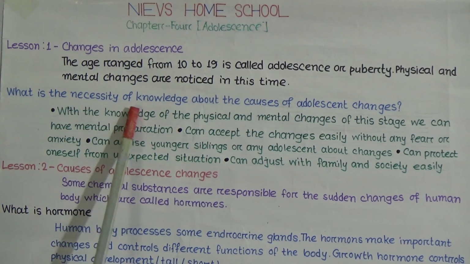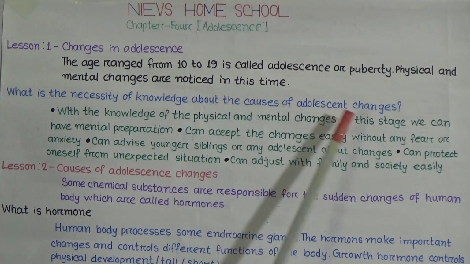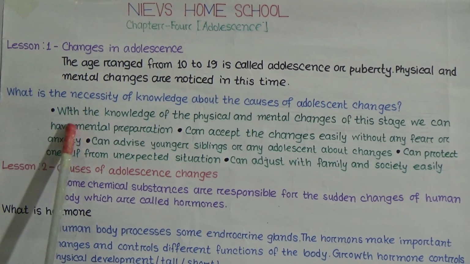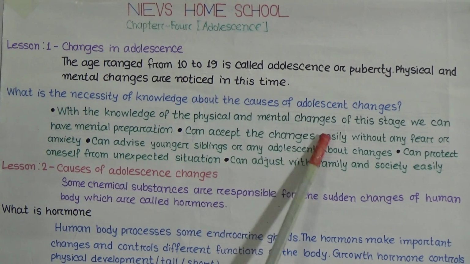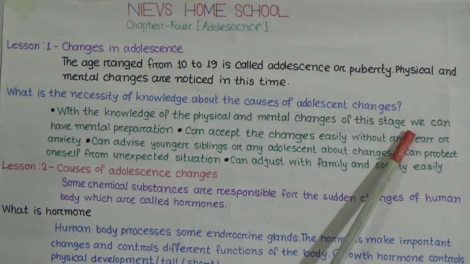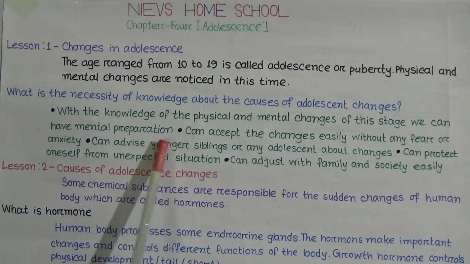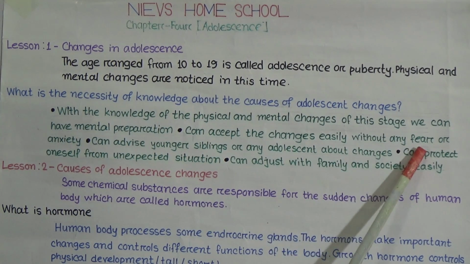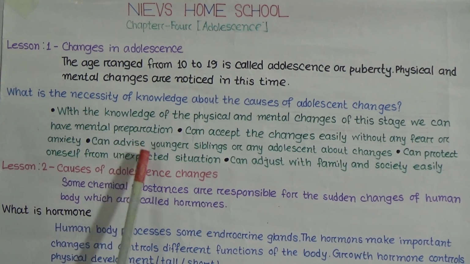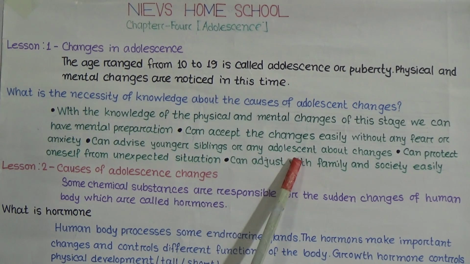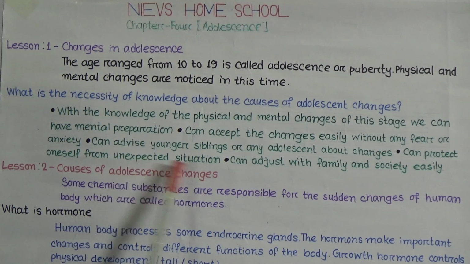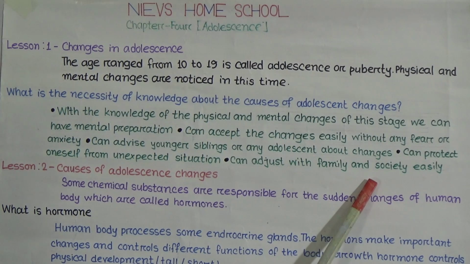Now, what is the necessity of knowledge about the causes of adolescent changes? The points are, with the knowledge of the physical and mental changes of this stage, we can have mental preparation. We can accept the changes easily without any fear or anxiety, and also can advise younger siblings or any adolescent about changes, can protect oneself from unexpected situations, and also we can adjust with family and society easily.